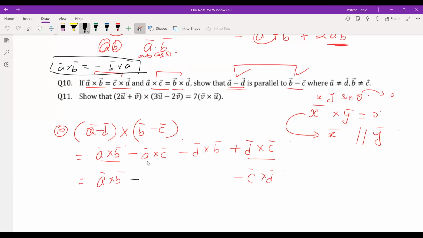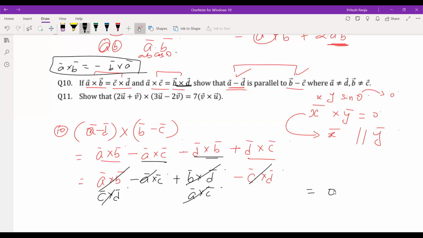In the same manner here, if I keep a cross c, I will change it as b cross d, but that will be again the negative. So negative, negative, positive, b cross d. So this is equal to c cross d and this is equal to a cross c. So they get cancelled and our answer is 0. So when we get the cross product as 0, that means we are sure that the vectors, so here these are the vectors, they are parallel.